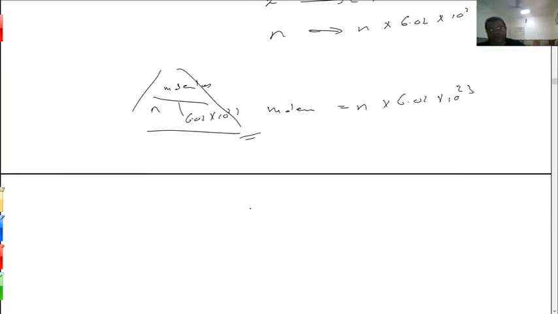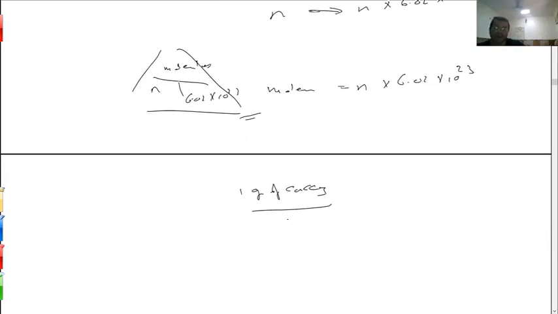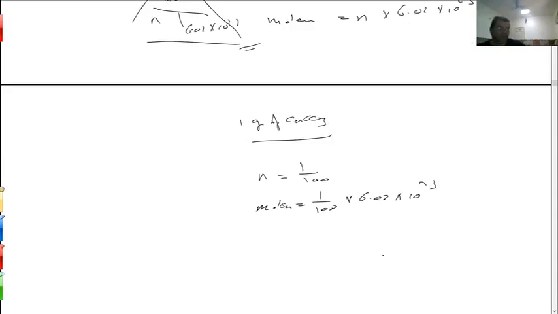So if I have 1 gram of calcium carbonate, can you find how many particles we have here? For sure, the number of particles equals the number of moles times Avogadro's constant. So we get the number of moles first, which is 1 over 100. Then the number of molecules equals the number of moles, 1 over 100, times Avogadro's constant, 6.02 times 10 to the power 23. This gives you the total number of molecules we have here, for this kind of question.